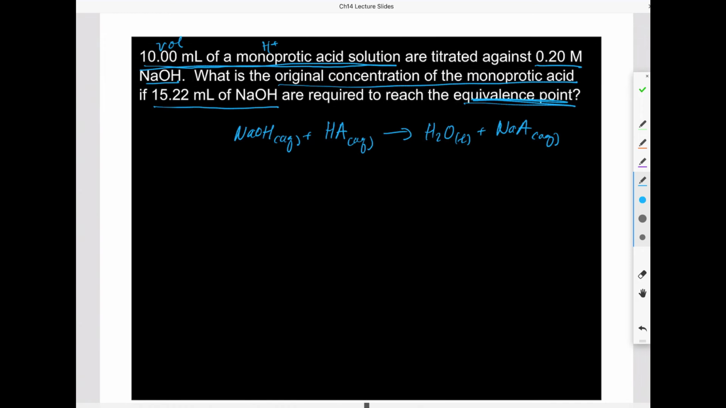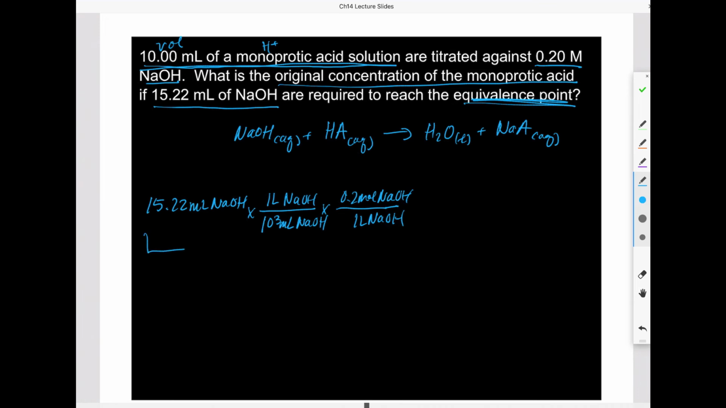So now I'm going to start with my 15.22 mL of NaOH. And then I am going to convert that to liters. And then I'm going to get to moles, because again, that's our key here. So 0.2 moles of NaOH for every 1 liter of NaOH. So at this point, up through here, what we have calculated is the number of moles of NaOH added.